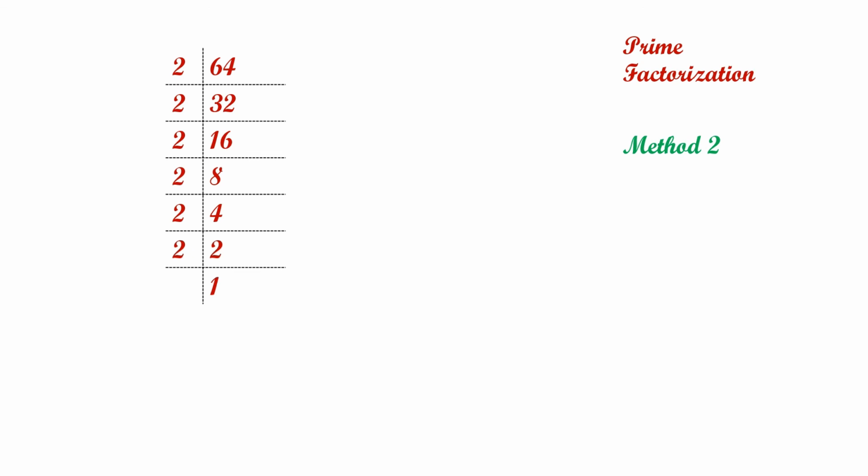So all of these numbers that are written on the left side of that table, starting from the top all the way to the bottom, they are all the prime factors of 64. There are two methods, the factor tree and this division method.